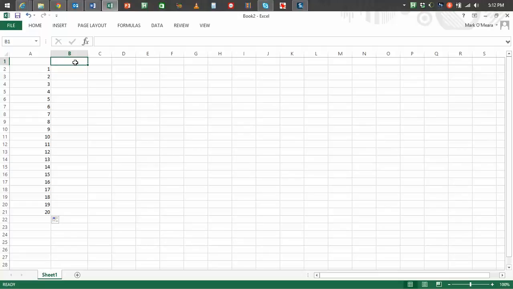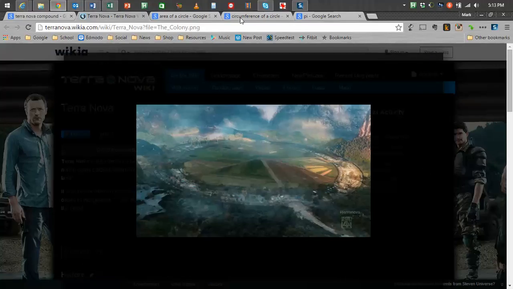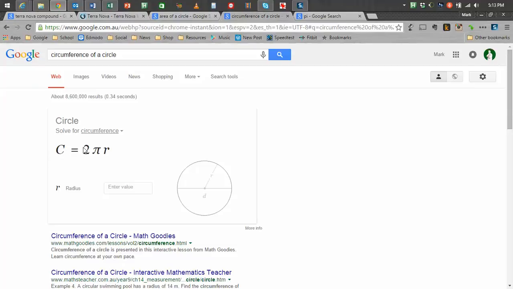So that's going to be my radius to start with, and the radius is the space from the centre of a circle to the outside of a circle. So if I had a radius of 1, say 1 mile or 100 metres, I'd like to know what my circumference is. So I'm going to pop over to the internet, and I'm going to look at the circumference of a circle, which is 2 times pi times r.